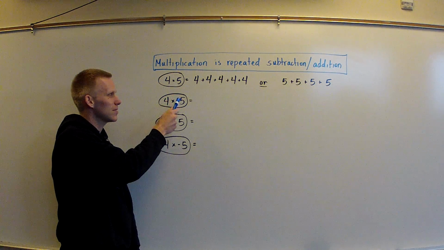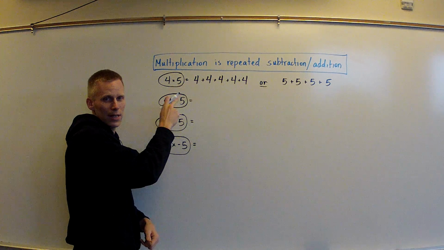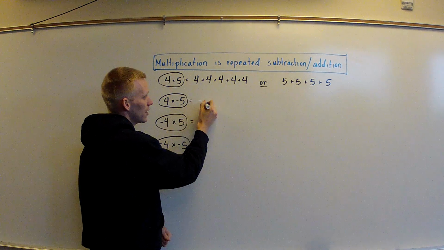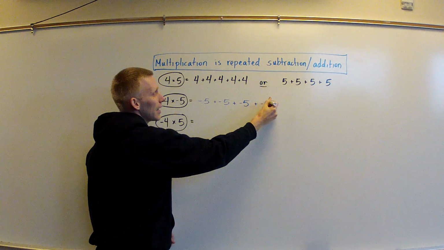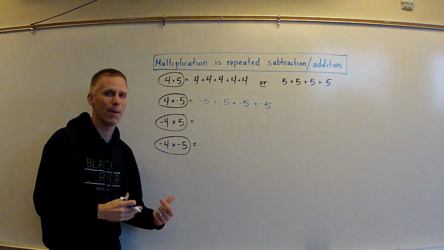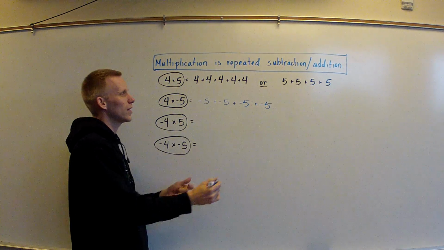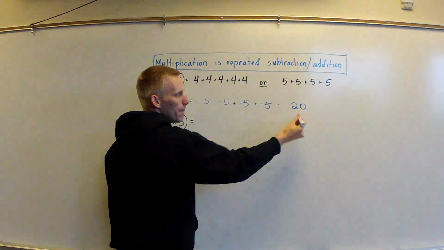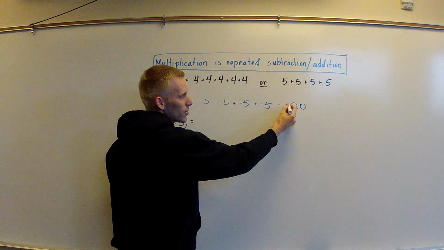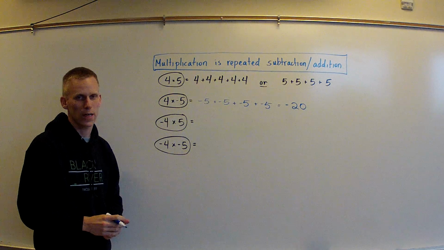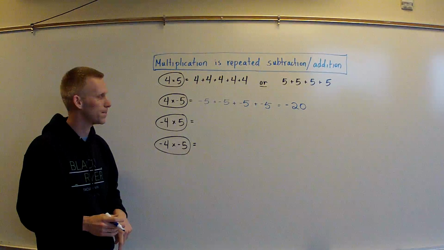If I have 4 times negative 5, it literally means that I have 4 negative 5s. Got a negative 5, and another negative 5, and another negative 5, and another negative 5. It's a bunch of negatives being added together. Well, all of these would give us our same answer of 20, but since it's negative 5, negative 5, negative 5, negative 5, the answer is actually going to be negative 20. It's repeated addition, but it's addition of a negative number.